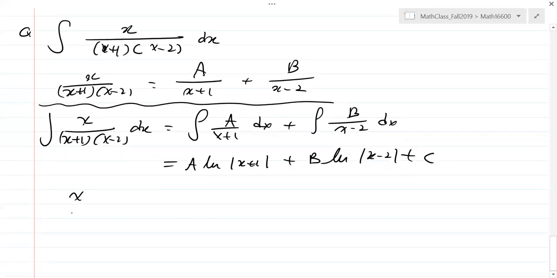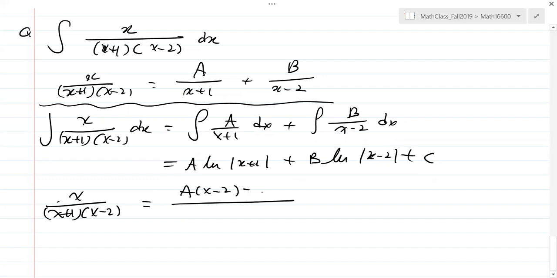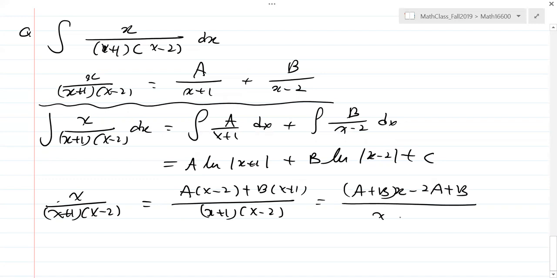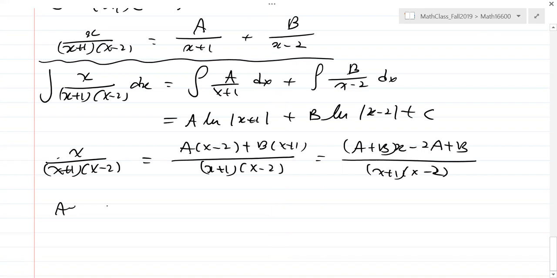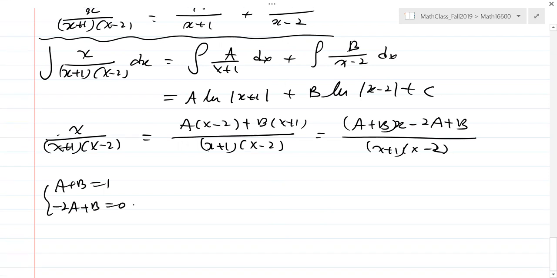So x over (x plus 1)(x minus 2) equals A(x minus 2) plus B(x plus 1), okay? Then you compare both sides: (A plus B)x plus (negative 2A plus B). Clearly, A plus B should be equal to 1, and negative 2A plus B should be equal to 0. After you solve it, you should double check, okay? To solve these two equations, I do the subtraction: equation one minus equation two.